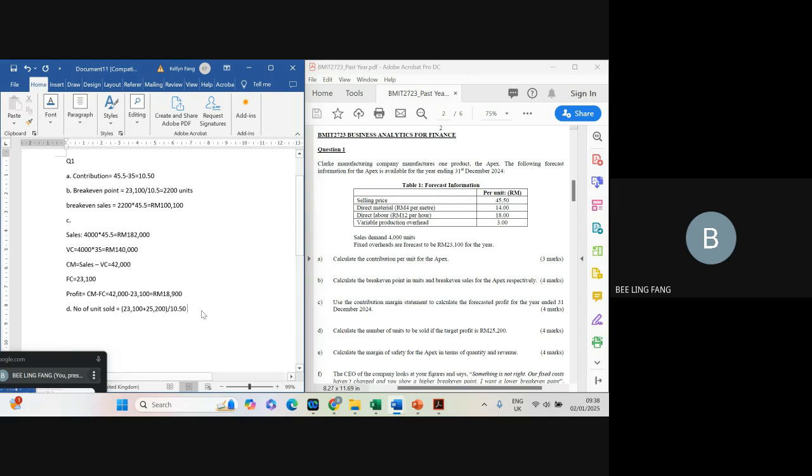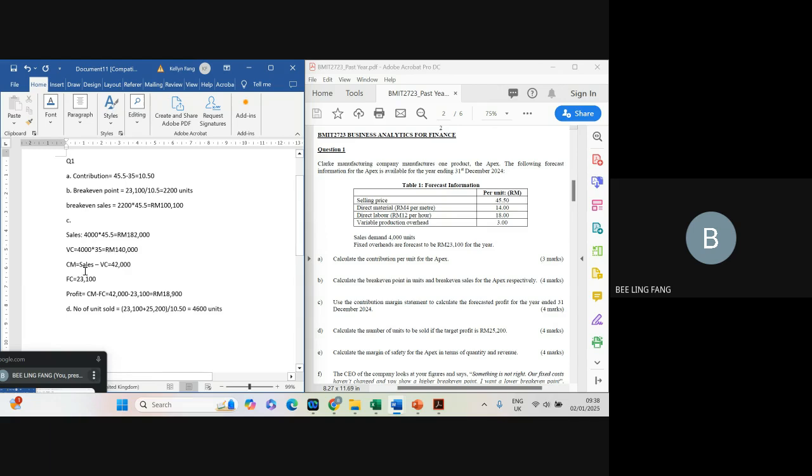Okay, this is your contribution, right? This is your fixed cost, right? And then this is your 25,000. Okay, yeah, this is your target profit. So your target profit you have to add the fixed cost. That means you calculate the fixed cost plus target profit here, divide by the contribution. Okay, so you get 4,600 units. That means you have to sell 4,600 units in order to hit this target.